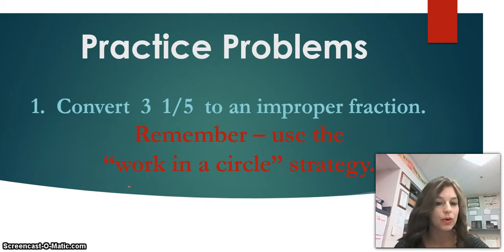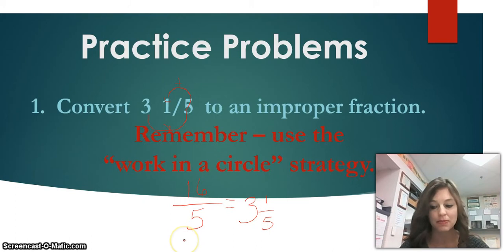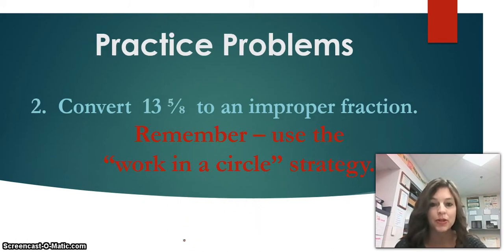Okay, so we'll work in our circle, and we'll go 3 times 5 is 15, plus 1 is 16. So my new numerator is 16, and my denominator stays the same, 5. See, if I go back to make that into a mixed number again, I can see that 5 goes into 16 3 times with 1 left over, and my denominator stays the same. Okay, so 16/5 is my answer. Let's move on to practice problem number 2.